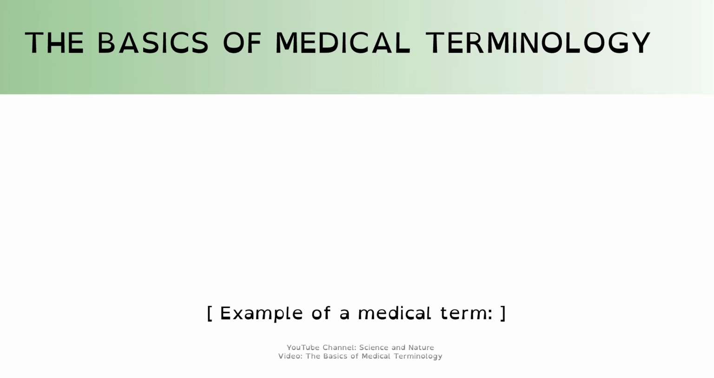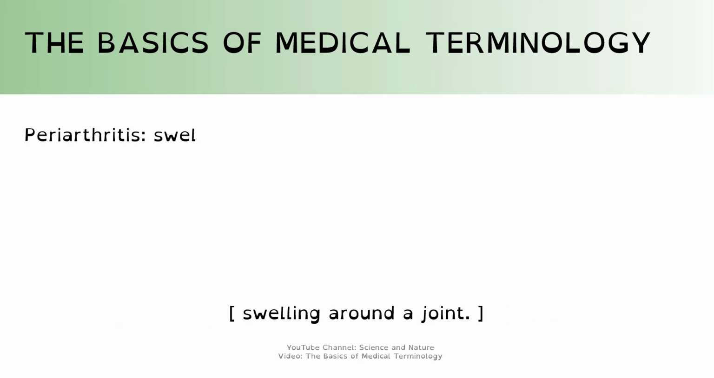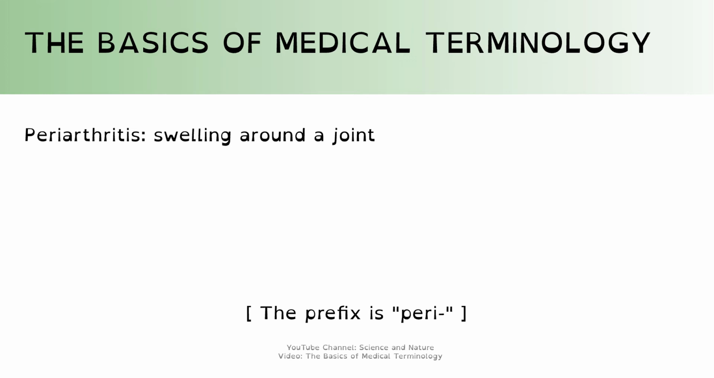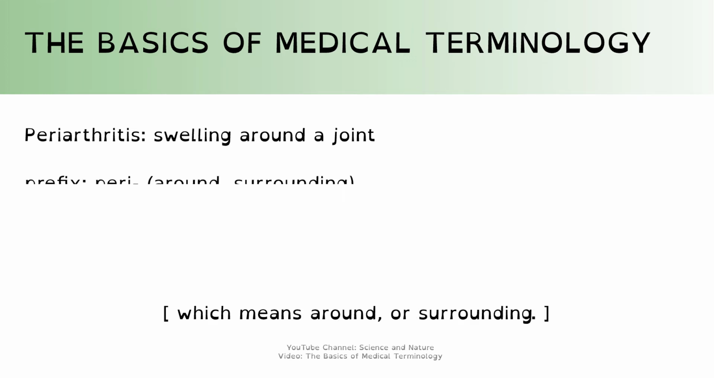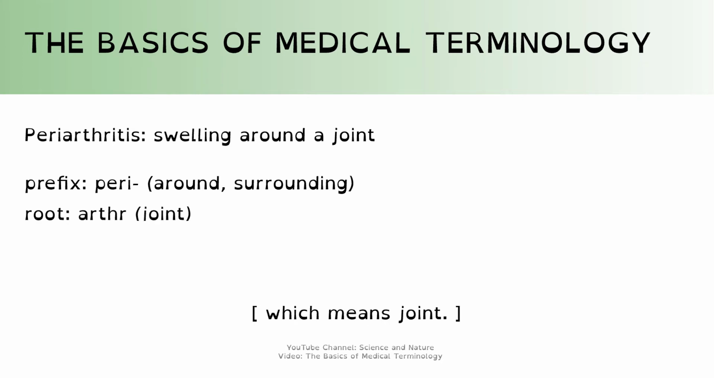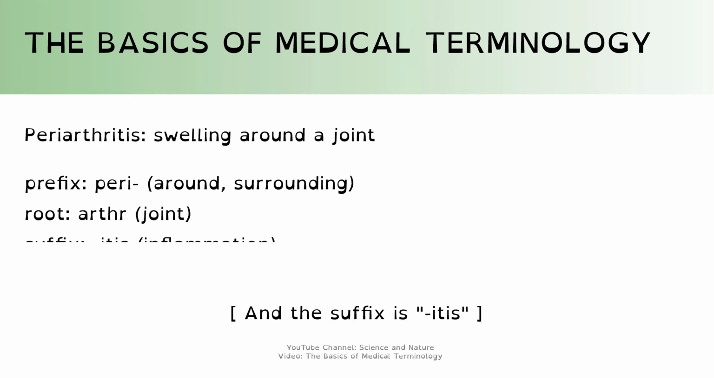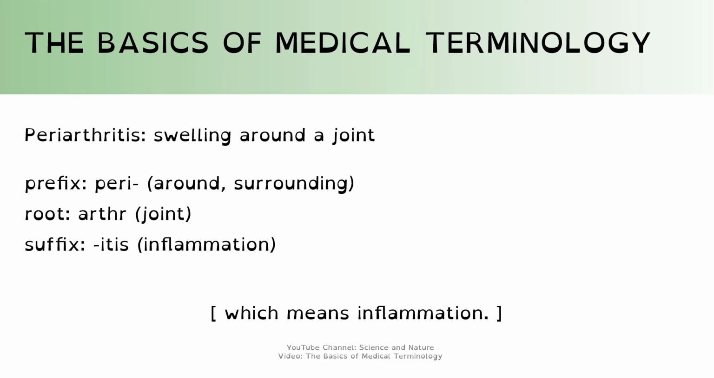Example of a medical term. Periarthritis, swelling around a joint. The prefix is peri, which means around or surrounding. The root is arthr, which means joint, and the suffix is itis, which means inflammation.